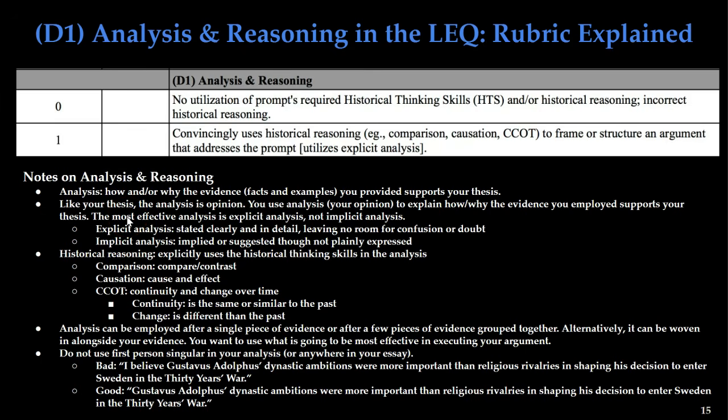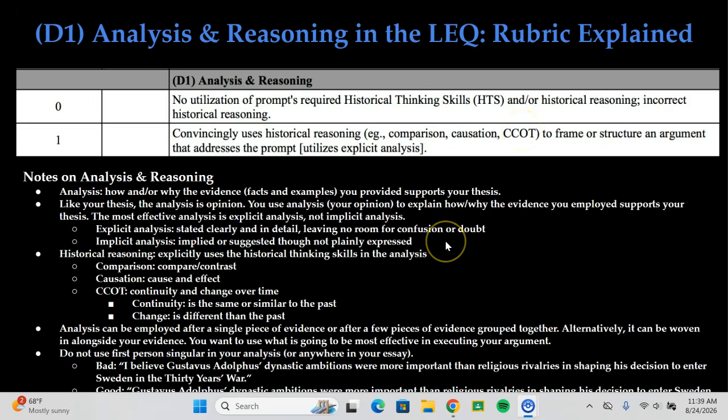Okay, next, analysis and reasoning. This is where the historical thinking skills really come into play. Again, there are 3 of them: comparison, like compare, contrast; causation, cause, effect; and CCOT, continuity and change over time. So what you need to do is, in your essay, actually compare your evidence, show cause and effect, or show how something stays the same or changes over time.